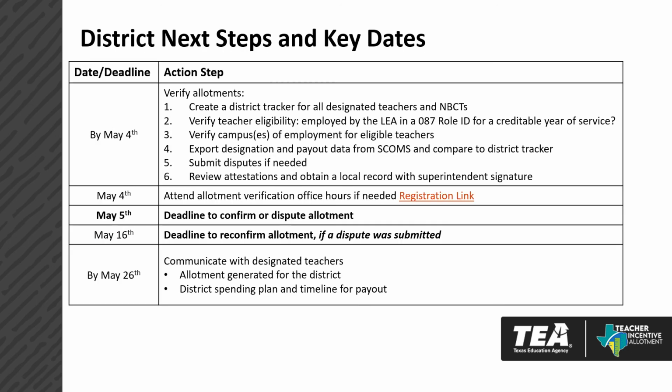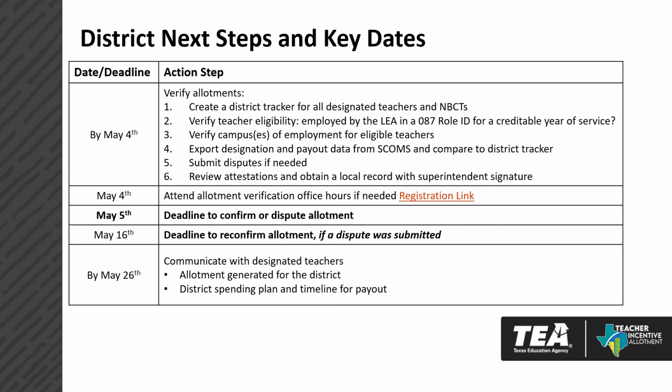Now we'll take a look at your key next steps and dates. So by May 4th, we want you to do that pre-work of verifying your allotment, checking your district tracker against SCOMs. You'll have your district tracker for all designated teachers, any NBCTs, and whether or not they're eligible. So if they were employed by the district in a role ID 087 and a creditable year of service, they should be in that allotment report.